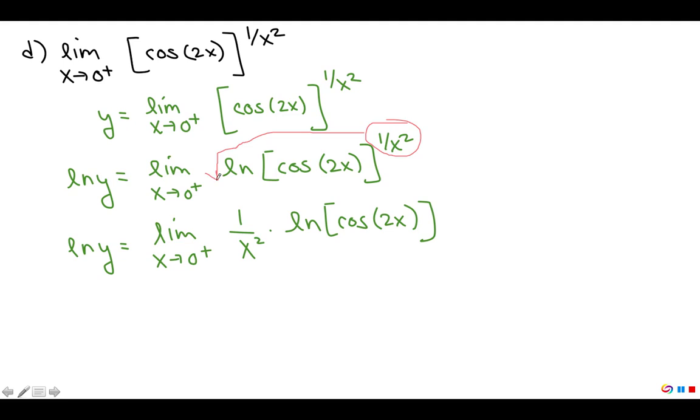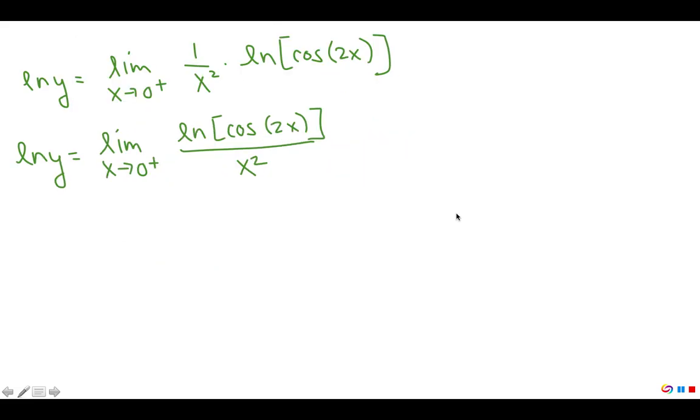So now on the right-hand side, we've got limit as x goes to 0 from the right of 1 over x squared times natural log of cosine of 2x. Let me rewrite that and give myself a little bit more room. On that right-hand side, we can multiply straight across, and that gives us limit as x goes to 0 of natural log of cosine of 2x over x squared.